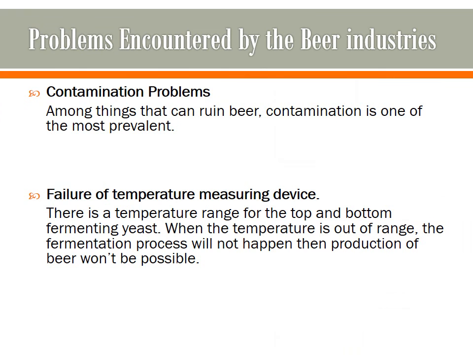And also, the beer industries have encountered two main problems. The first one is contamination in any part of the process, and also the failure of the temperature measuring device. So here, remember that there's a temperature range, top and bottom, when the yeast is fermenting, right? So if the temperature is out of range, the whole process will not happen, and it will not be possible to produce beer.